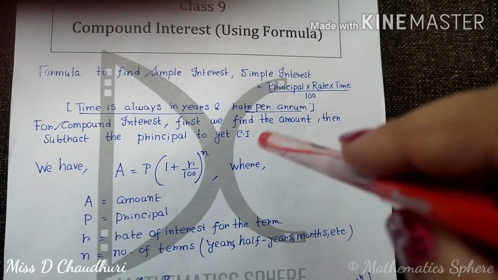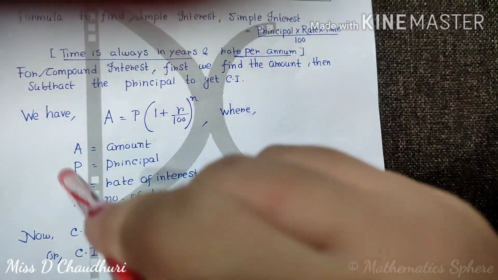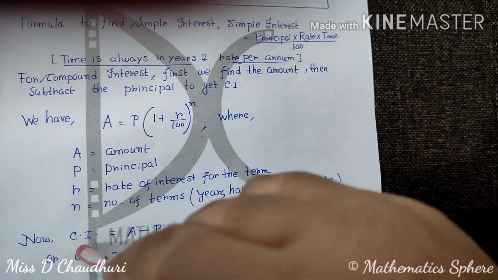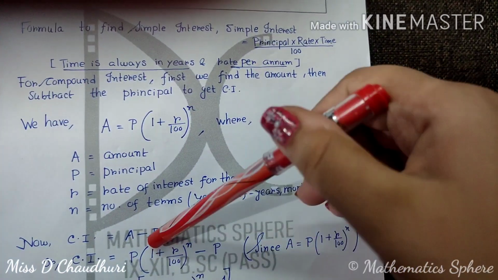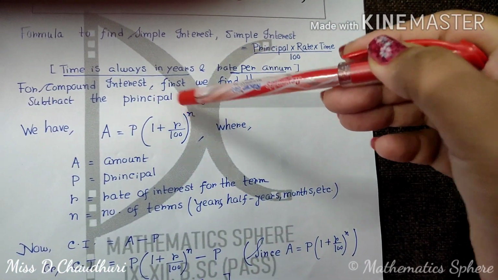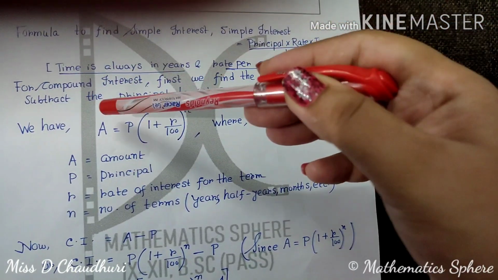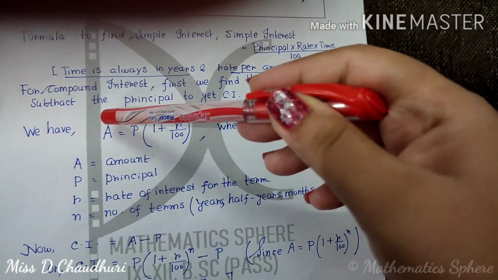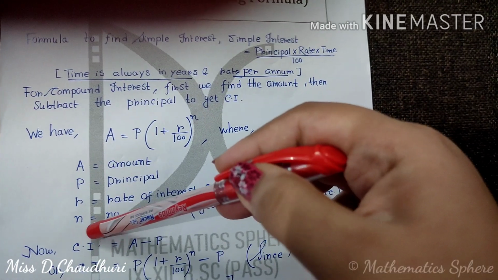This is the formula. Now this gives us the amount. Then how to get the CI? So the CI is given by A minus P. Okay, means the amount you will get after a certain term at a certain rate. Then if you subtract this principal from this amount, you are going to get the compound interest.